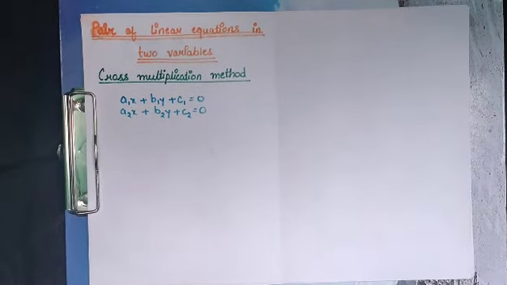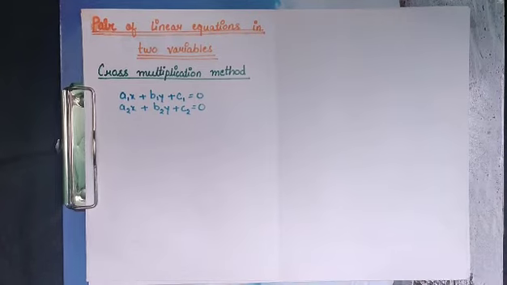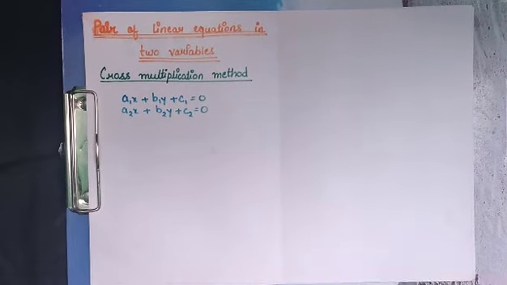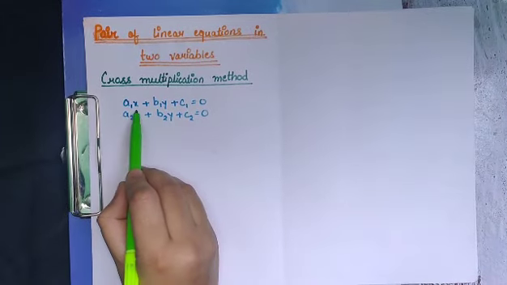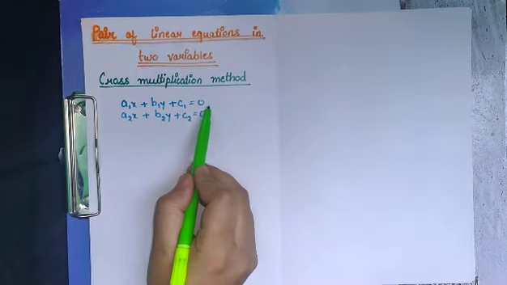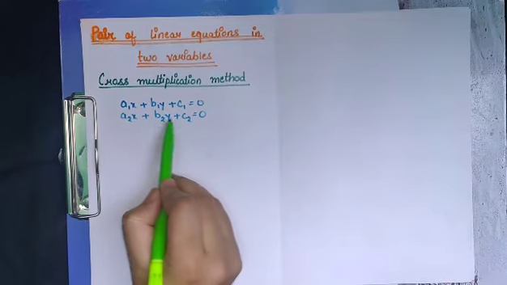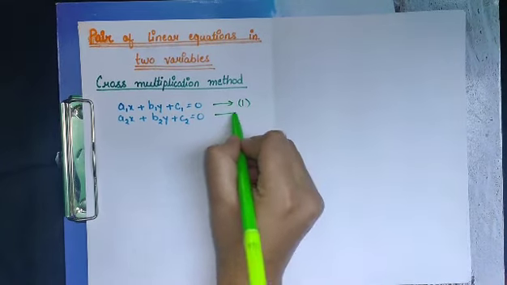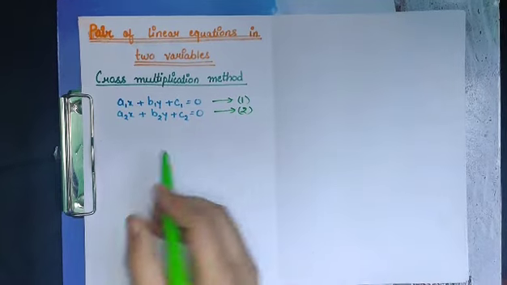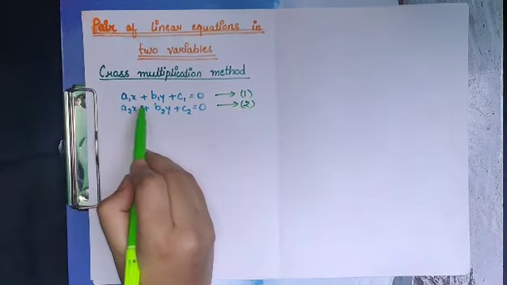In this video, I'll teach you the cross multiplication method to solve a pair of linear equations in two variables. So, we have two equations: a1x plus b1y plus c1 equals 0 and a2x plus b2y plus c2 equals 0. Name this as equation 1 and this one as equation 2. These are the standard equations in two variables.